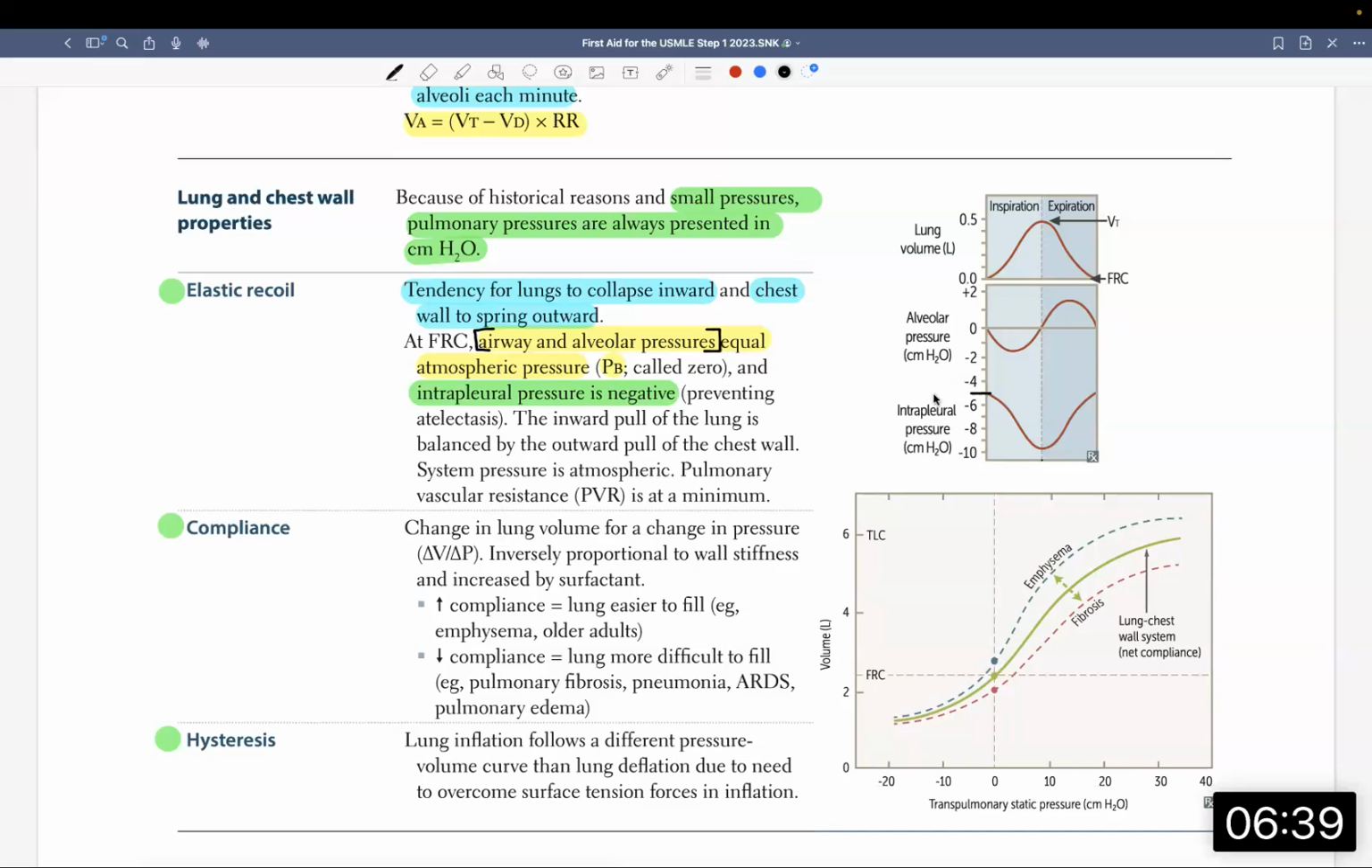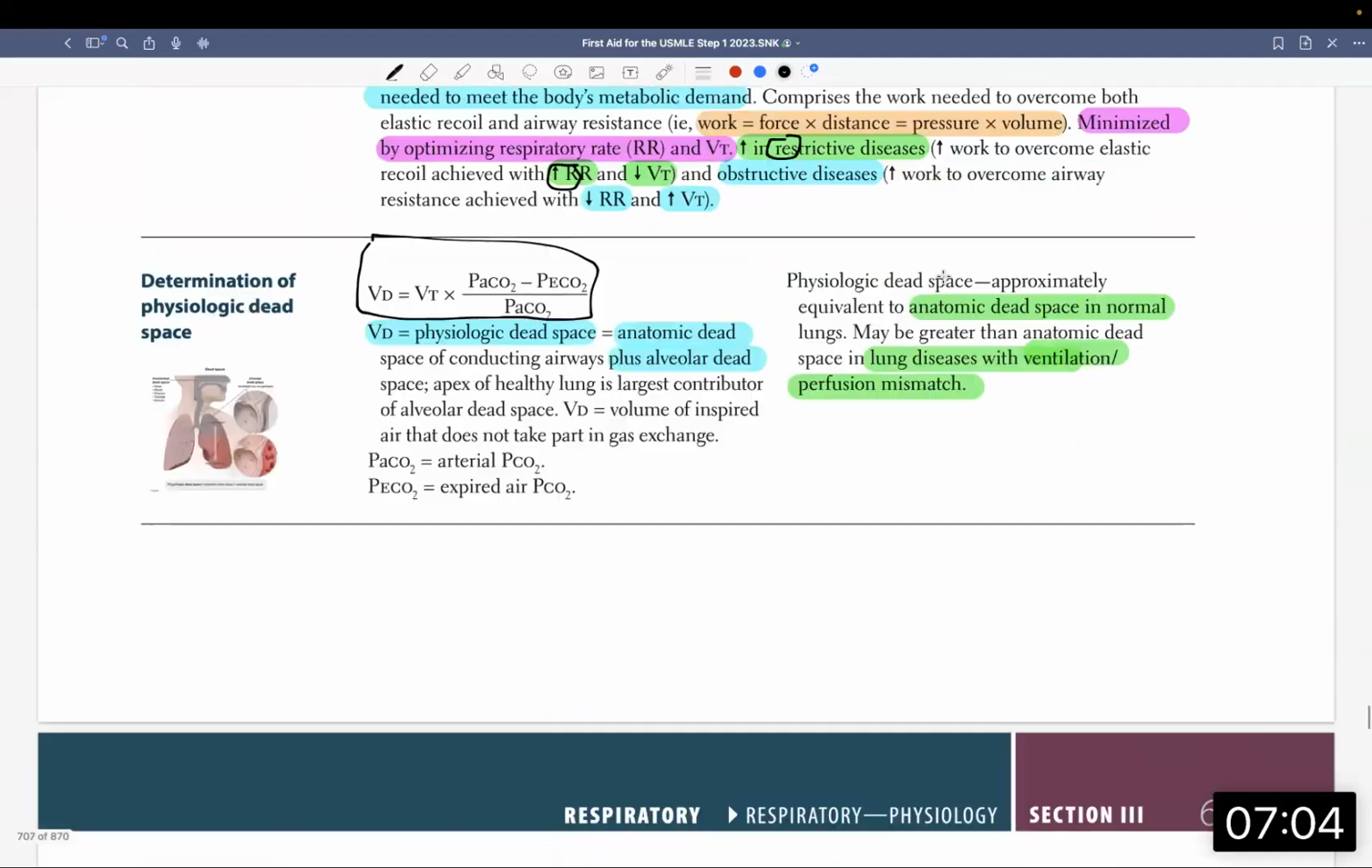Then they said the inward pull of the lung is balanced by the outward pull of the chest wall. There needs to be a balance. Otherwise the inward pull of the lung will be so much that the lung will collapse from inside. There should be an outward pull, and it should be in balance. So the inward pull of the lung is balanced by the outward pull of the chest wall, and it stays at a residual, like residual capacity. So what did we say residual capacity was?